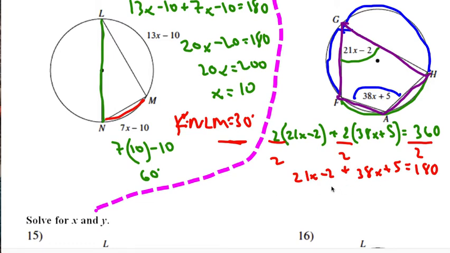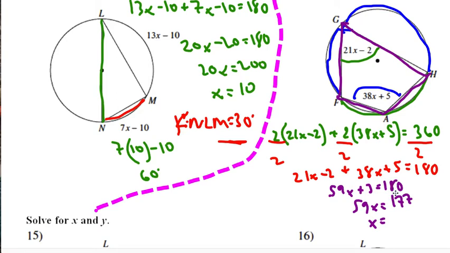21x plus 38 plus 59x minus 2 plus 5, which is plus 3, equals 180. Subtract 3. We get not 157, 177. So we know that 59x equals 177. Divide both sides by 59. X equals, I believe it's 60.